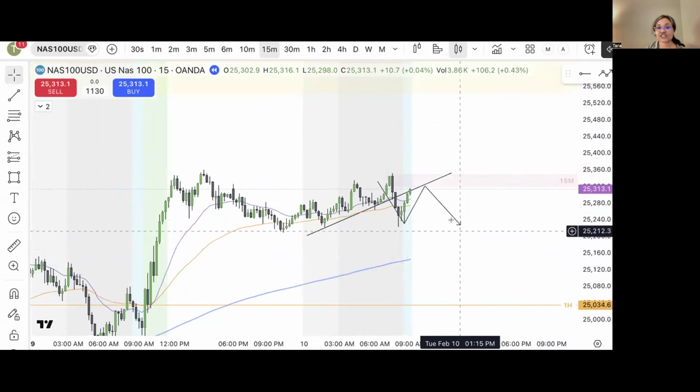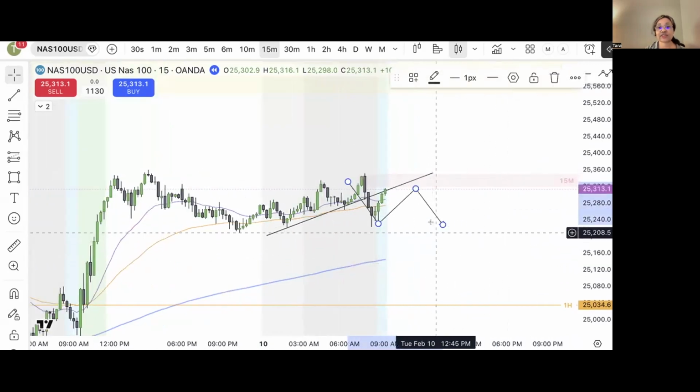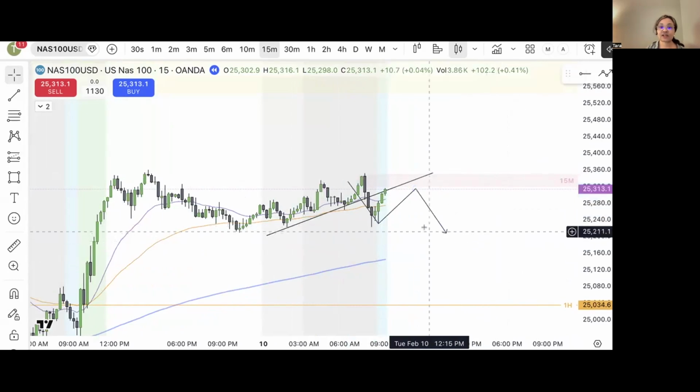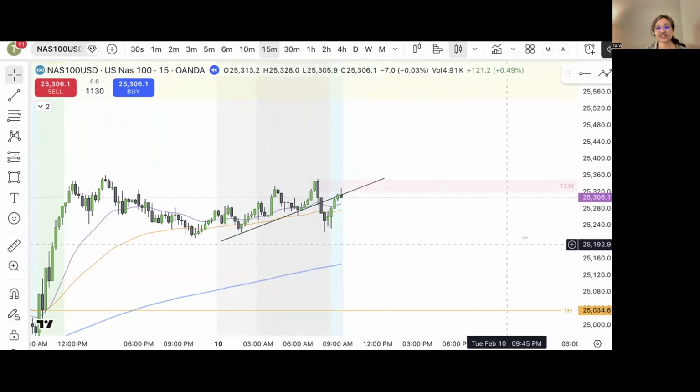All right. And so now what we're waiting for is for price to come back up into the supply during the open and continue downward. All right, and so let's see what happens. Okay, so we see that price has entered the zone.